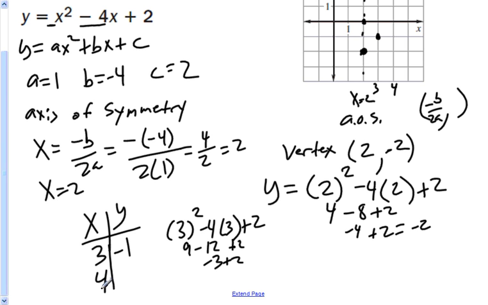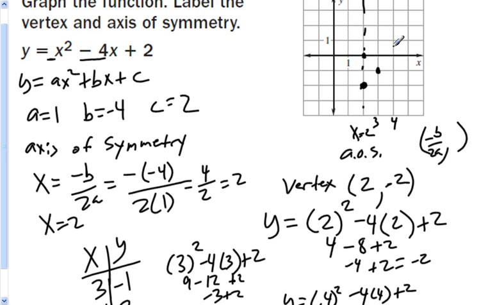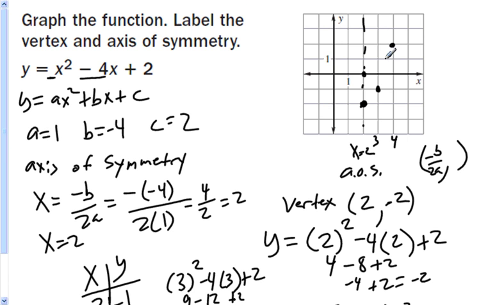And I want to do the same thing with the 4. So everywhere I see the x in the original equation, we're going to substitute 4. So y is equal to 4 squared minus 4 times 4 plus 2. 4 squared is 16. Negative 4 times 4 is negative 16, plus 2. So this is 0, and that leaves me with 2. So when x is 4, y is 2. So I'm going to go over to 4, and y is at 2. Plot those 2 points. Now here's my vertex. Here's 2 points to the right. If I connect these dots, I've got the right side of my parabola.